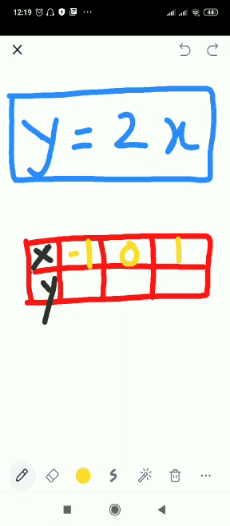So you are going to now use this equation for finding out these values. Okay, 2 times x you will do, you will get this value of y, then 2 times x you will do, you are going to get the next coordinate, and then for the third one also.